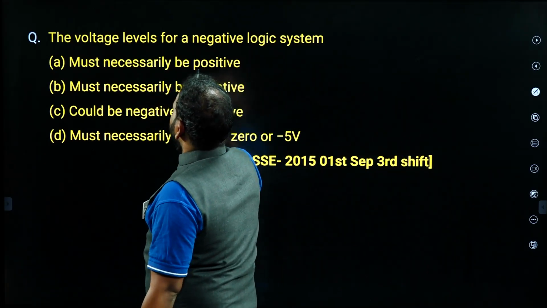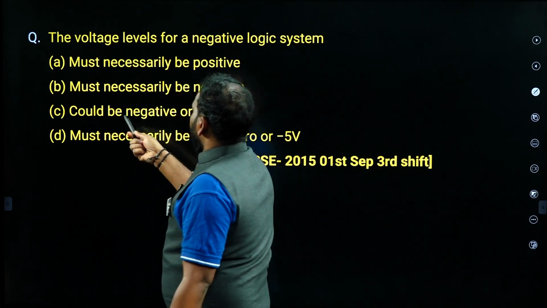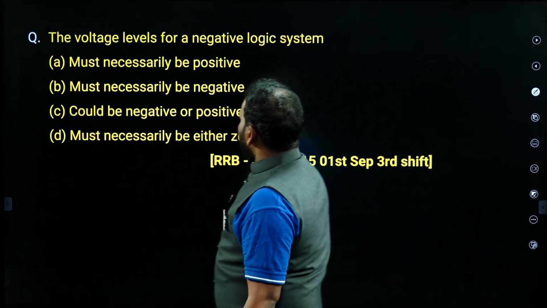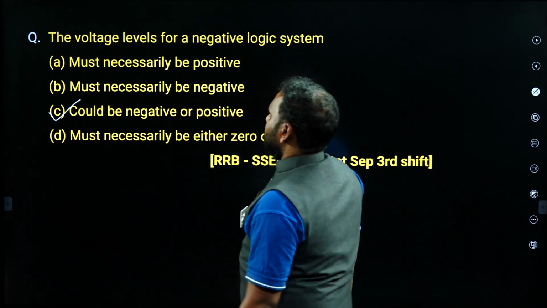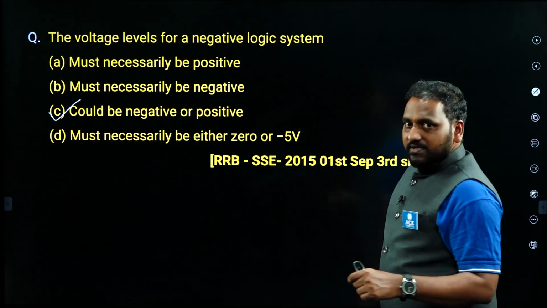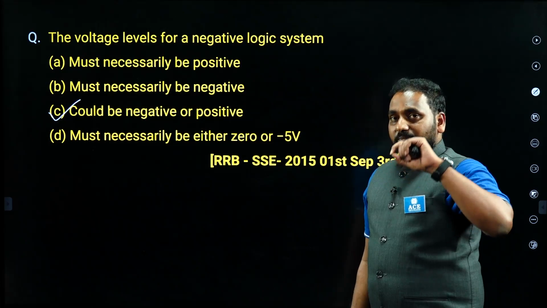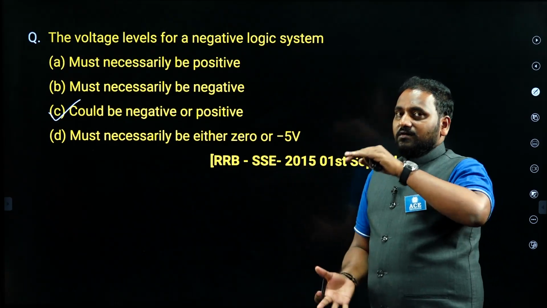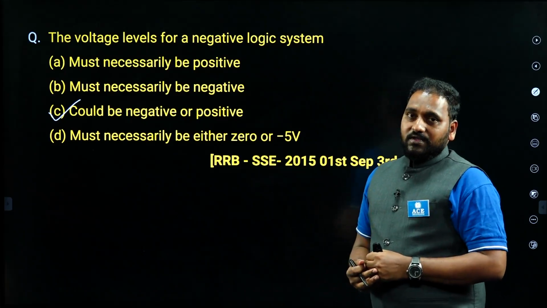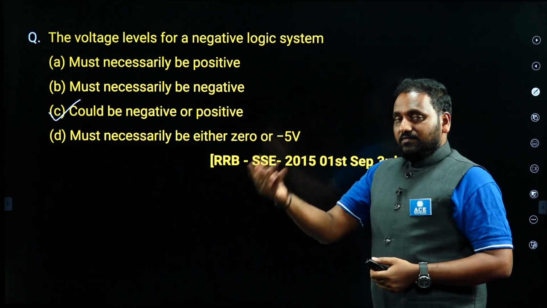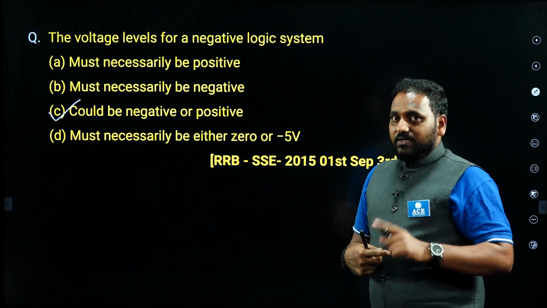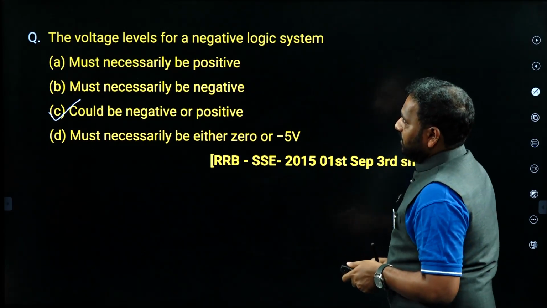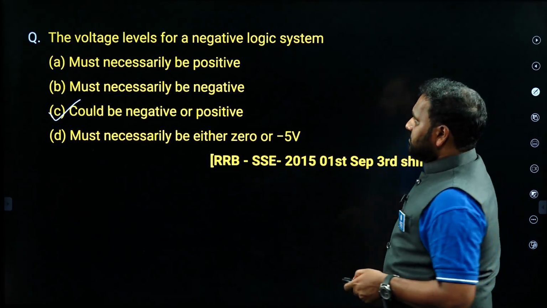It must not necessarily be positive, must not necessarily be negative, must not necessarily be either 0 or minus 5, not like that. It could be negative or positive, no problem. 0 volts, minus 5 volts I can take as logic, or plus 5 volts, 0 I can take as logic, plus 5 volts, minus 5 volts also can be separated as logic 1, logic 0. But how we assign logic levels is decided by positive or negative logic, which we have discussed in the digital electronics part. Okay. Could be negative voltage or positive voltage, not like that.